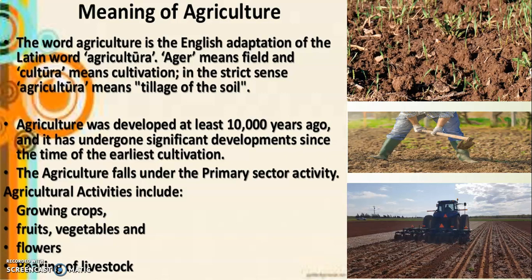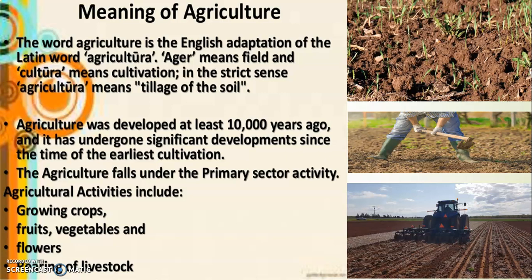So, in the strict sense, agricultura means tillage of the soil. As you can see in the picture, tillage means to break the soil, okay, to bring the good soil up, and then you plant some seeds or sow some seeds in it, and by making use of various activities, you grow some good plants or good crops.